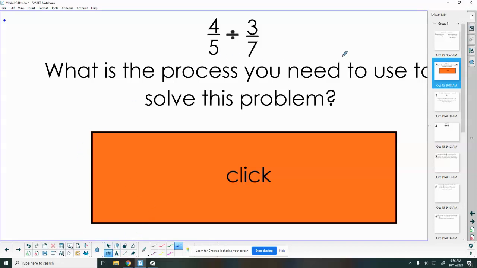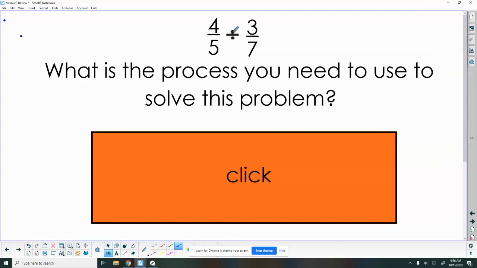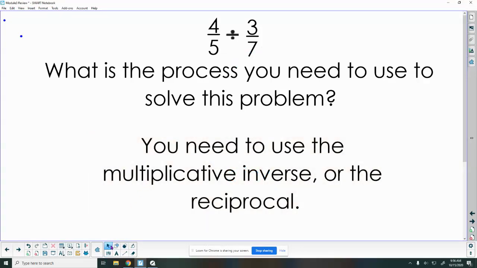Okay, so we have this problem, 4/5 divided by 3/7. What process do we need to solve this problem? So I can't just do 4 divided by 3 and 5 divided by 7, but I can use the multiplicative inverse or its reciprocal. So I would need to copy dot flop. So if I was doing this problem, I would want to keep the first part the same. The opposite of divide is times, so the multiplicative inverse just means the opposite, 7/3. Then I could multiply the numerators and the denominators.